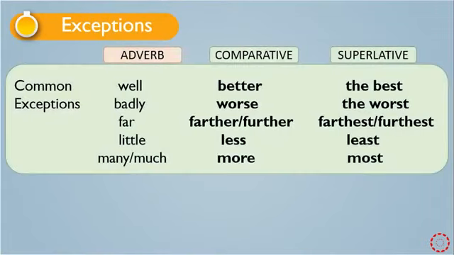Also in adverbs we have exceptions. Look at here, we have a list of exceptions. These are common exceptions. It means here we don't have a specific rule. These are adverbs: well, badly, far, little, and much, and many. These are the comparative form of these adverbs, and these are the superlative form of these adverbs. For example, well became better and the best, just like good, and badly became worse and the worst. Far remained the same, as we talked about in the comparative and superlative adjectives. Little became less and least, much and many became more and most.